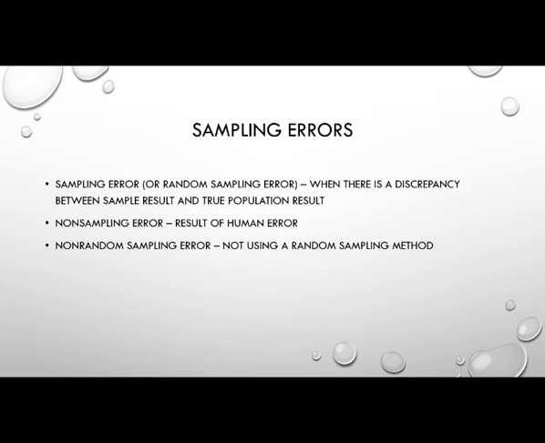Sampling errors. Sampling error or random sampling error is when there is a discrepancy between the sample result and the true population result. Non-sampling error is the result of human error. And non-random sampling error is not using a random sampling method, right? So convenience sample is definitely a non-random sampling method, so you would have non-random sampling error in that.